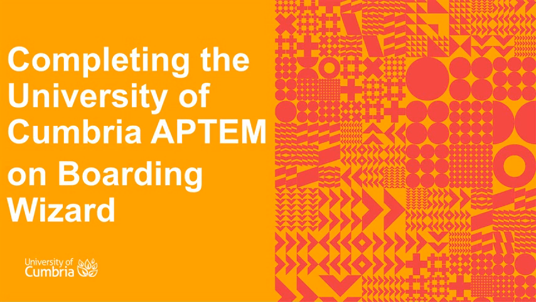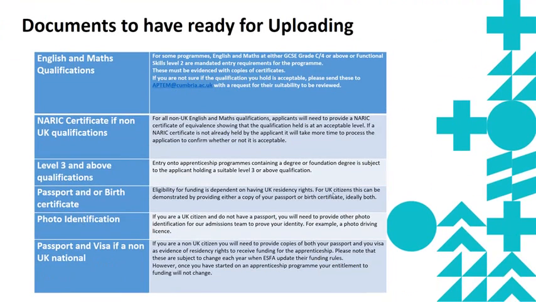In this video I'll be talking through the process of completing the application form within APTEM for the Paramedic degree apprenticeship. Before I go into that in any detail, I'm going to talk about some documents that you should have ready in electronic form, ready to upload into the system. These can either be scanned documents, so PDFs, or they can be photographs. Either is acceptable. The first of these is an English and Maths qualification.